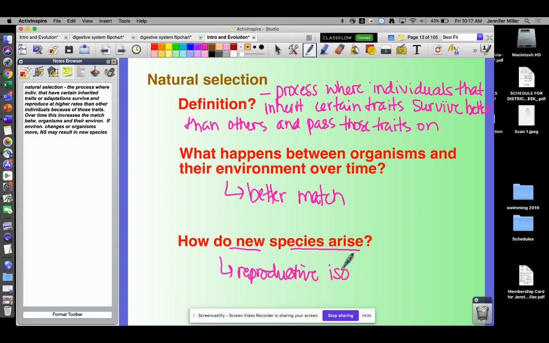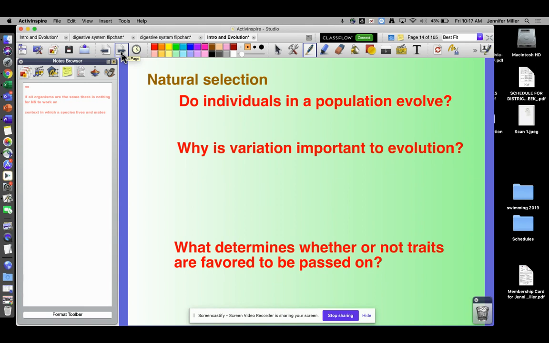We're going to talk a lot more about this in later topics. But you're going to see here that if species become different enough that they can't reproduce together, then we get a new species arising. So natural selection can lead to new species. It doesn't always. It can just lead to differences in organisms. Beak size is different. Height is different over time. All right, so first of all, just some things here. Do individuals in a population evolve? No. Only the species can evolve.